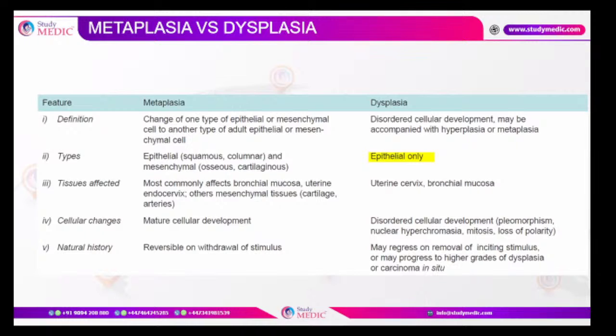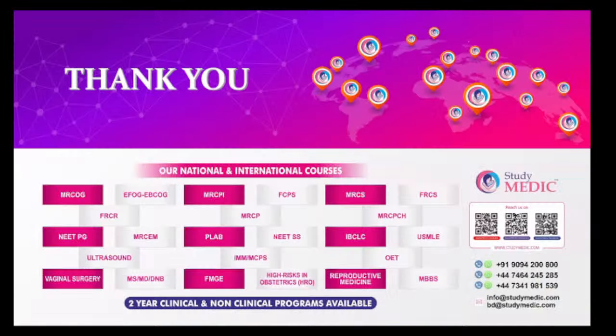Whereas in metaplasia, it is not like that. There is a mature cellular development, and metaplasia is reversible on the withdrawal of the stimulus. But if the stimulus is persistent, there is a possibility that it could turn into a cancer. Whereas in dysplasia, once the triggering stimulus has been removed, then definitely it would regress. But in case of persistence, there is a chance that it would develop into a carcinoma in situ. So this is a tabular representation of the differences between metaplasia and dysplasia.